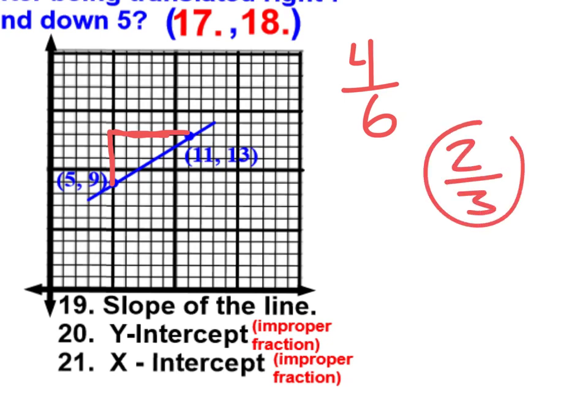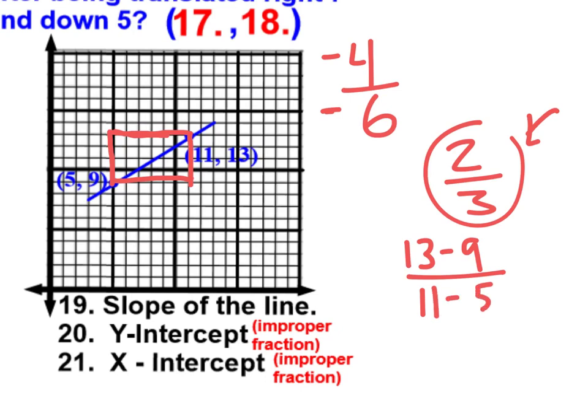By the way, if you counted it the other way, it would be fine. It would go down 4. There would be your negative 4. And then left 6. And a negative divided by a negative is still a positive. So either way, your slope is 2/3. Again, you can do that by doing difference of y, so 13 minus 9, over difference of x in that same order.